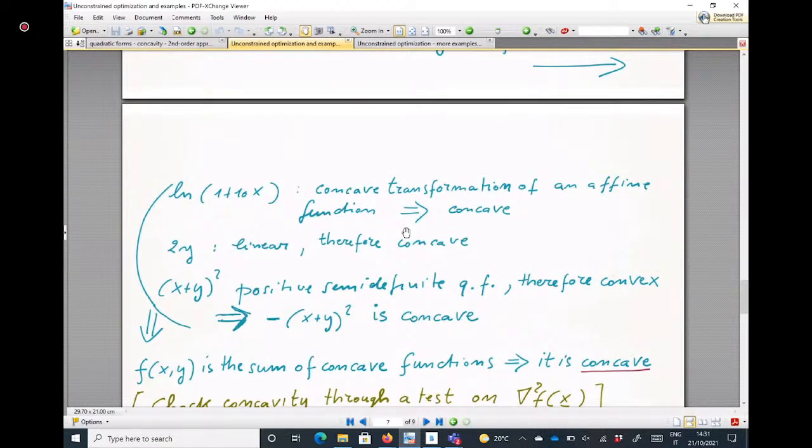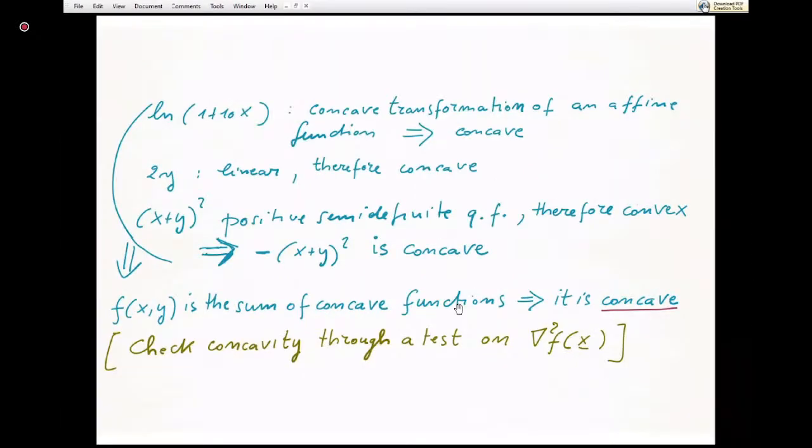Why is the function concave? The log of 1 plus 10x is a concave transformation of an affine function, so it is concave. 2y is linear, and therefore it is concave. X plus y squared is positive semi-definite, so it is convex, and its negative is concave. So we have the sum of 3 concave terms. Our function is concave.